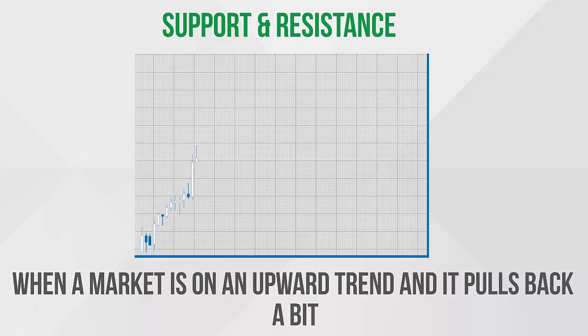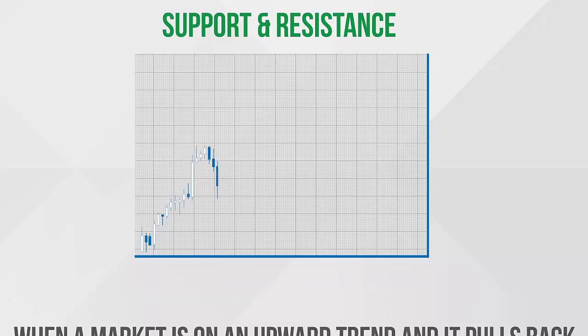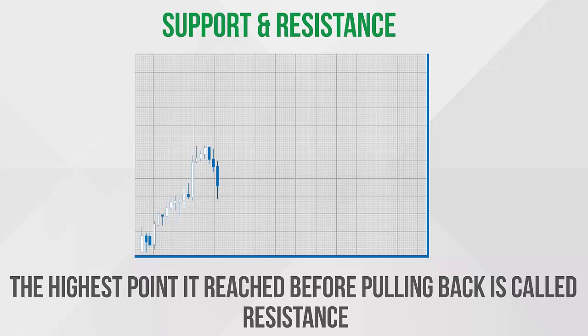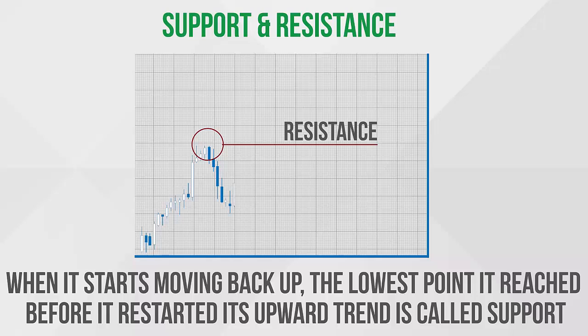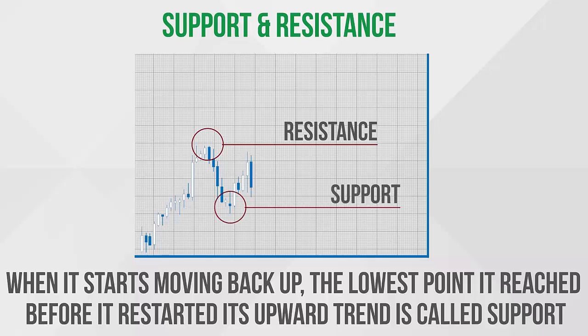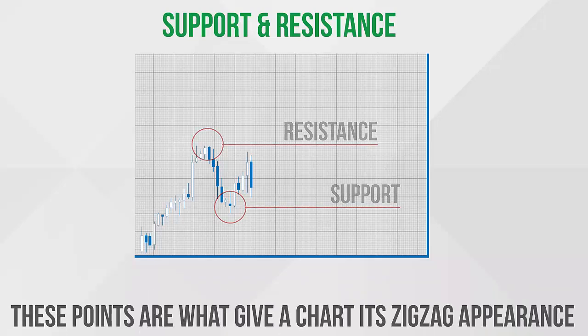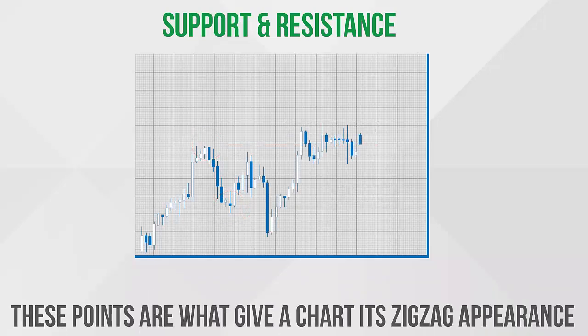Essentially, when a market is on an upward trend and it pulls back a bit, the highest point it reached before pulling back is called resistance. When it starts moving back up, the lowest point it reached before it restarted its upward trend is called support. These points are what gives the chart its zigzag appearance.